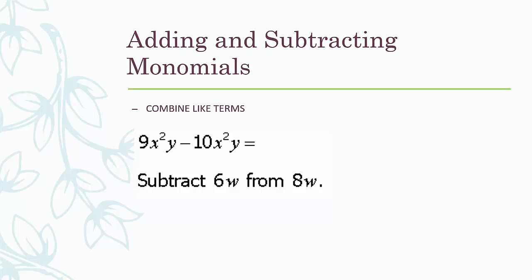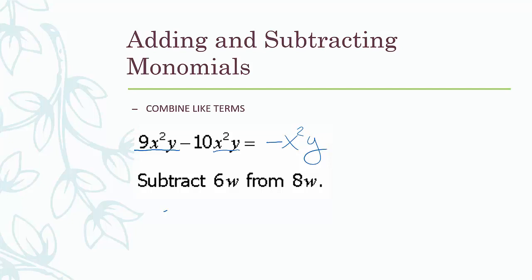Okay? So the first thing we're going to look at is adding and subtracting monomials. When we're adding and subtracting monomials, we're going to combine like terms. This first example is in our first box in our graphic organizer: 9x squared y minus 10x squared y equals what? We've got x squared y and x squared y, so we have like terms there. So this becomes negative x squared y, because we take the 9 and the 10 and subtract them. We can do that because the x squared y terms are the same.